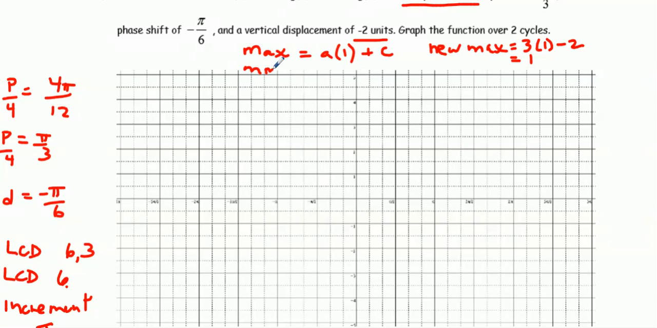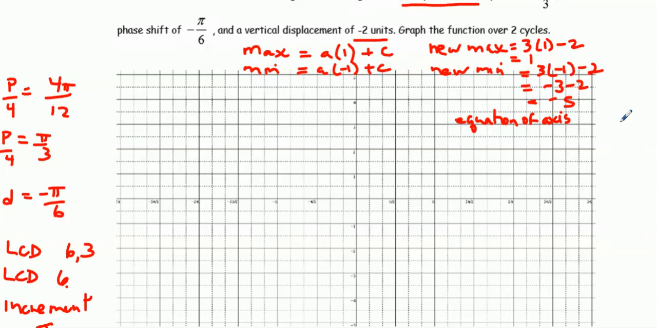Similarly, for the minimum, I'm going to say it's going to be a times negative 1 plus c. So my new min is equal to 3 times negative 1 minus 2. So that's negative 3 minus 2, which is negative 5. And I know the equation of my axis, which is like my new x-axis, is going to equal whatever the vertical displacement is, minus 2. Okay? So I kind of know where I'm supposed to be now.